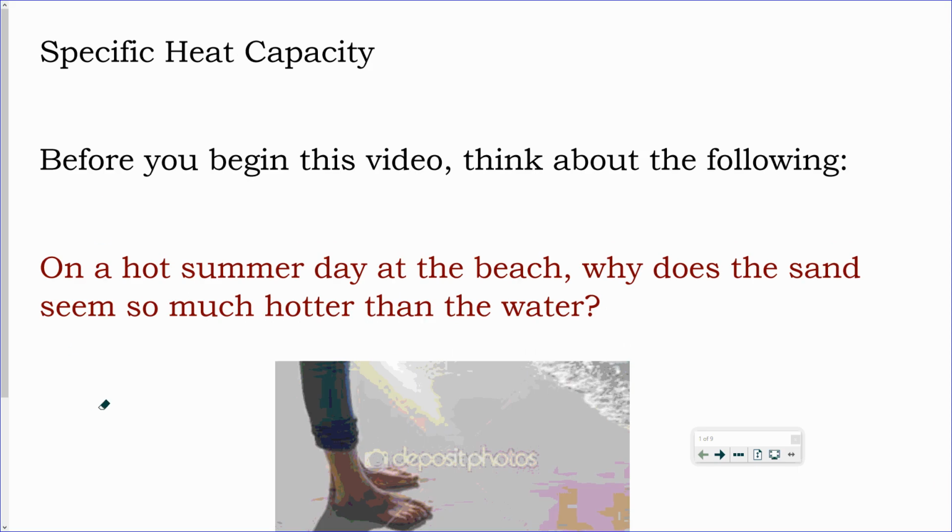This video is to talk about specific heat capacity and the study of calorimetry. So before we go any further in the video, what I'd like you to do is imagine yourself on a hot summer beach, 75 degrees out, and you want to walk to the water. Well, you have to actually run to the water because the sand is so hot, it burns the bottoms of your feet. However, once you get into the water, your feet are immediately cooled off. So ask yourself this, why is it that the sand seems so much hotter than the water, even though you are all in the same 75 degree environment?